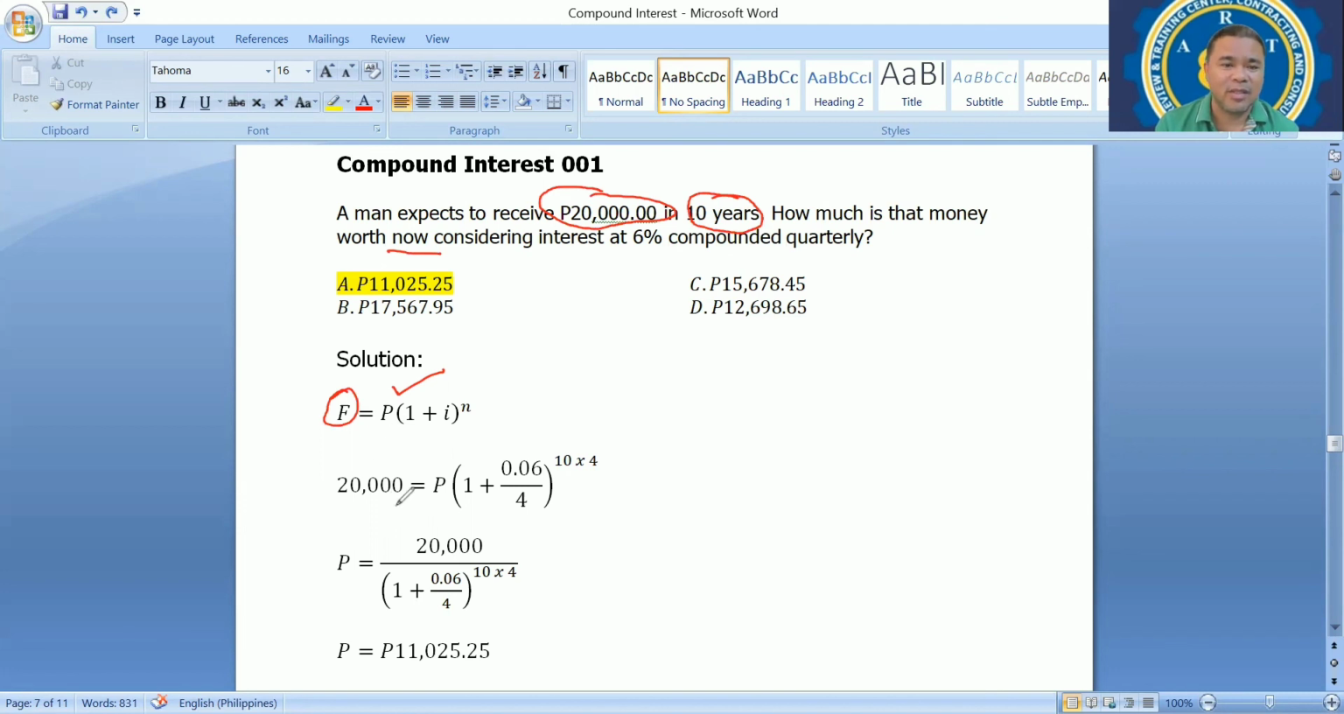Okay. So 20,000 equals P times 1 plus the 6% interest, divided by quarterly. Since it is quarterly, M equals 4. And the N equals years times 4. Okay, so N equals 10 times 4. So proceed. So the P is equal to how much?